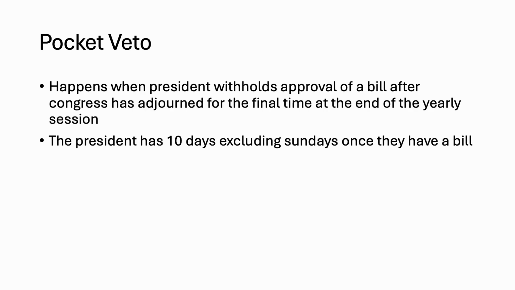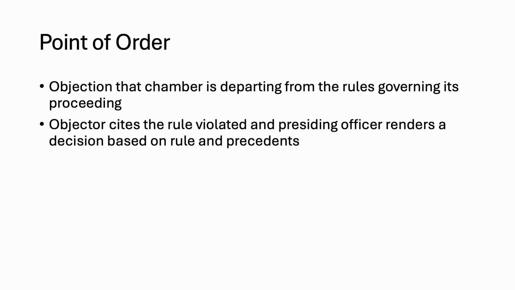Pocket veto. Happens when the President withholds approval of a bill after Congress has adjourned for the final time at the end of a yearly session. The President has 10 days, excluding Sundays, once they have the bill to take action. Point of order. Objection that the chamber is departing from the rules governing the proceeding. Objector cites the rule violated and the presiding officer renders a decision based on rule and precedents.